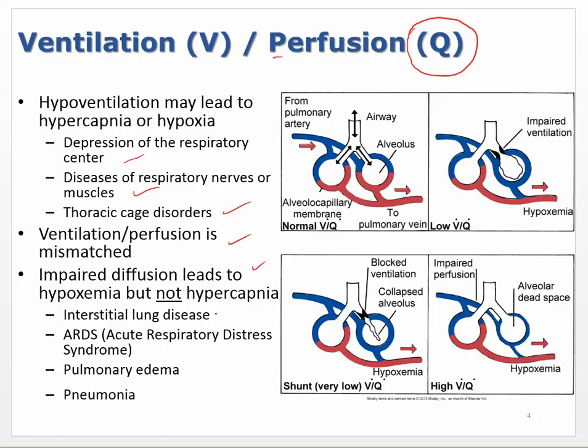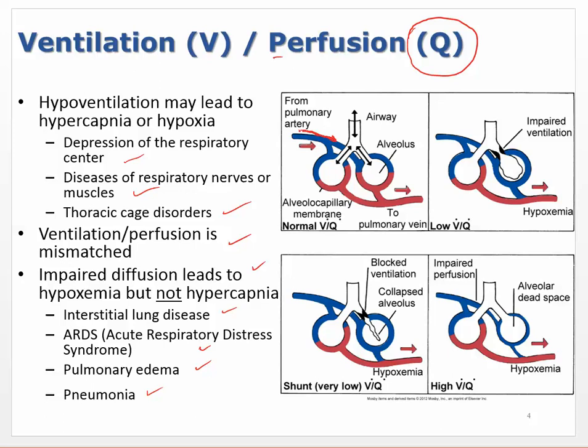Okay, so that can happen with interstitial lung diseases, which is a general term for lung diseases that affect the interstitium. It affects that area around the alveoli. ARDS, acute respiratory distress syndrome, that we'll talk about, pulmonary edema, buildup of fluid, and then pneumonia, which is fluid inside the alveoli themselves.